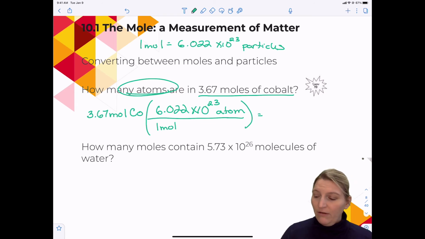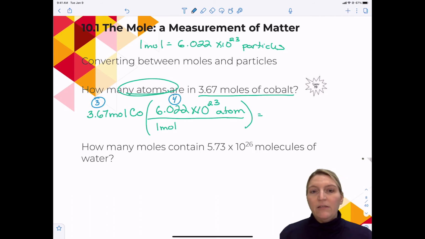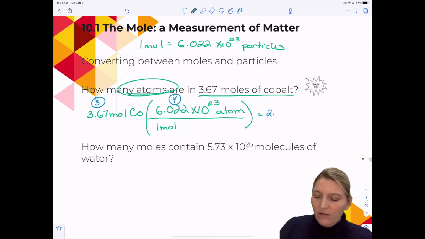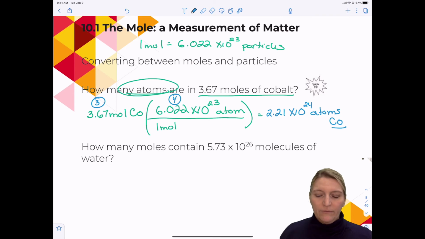When you plug this into your calculator, if you have saved Avogadro's number in there, 6.022 as alpha m, all you need to do is 3.67 times alpha m. And then you will get an answer, and now we do need to worry about significant figures. We need to use our significant figure rules. 6.022 has 4 significant figures, and so our answer will have 3 because we use the lowest number. And we get 2.21 times 10 to the positive 24, and that would be atoms of cobalt.